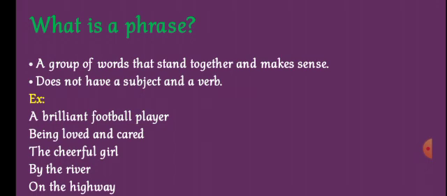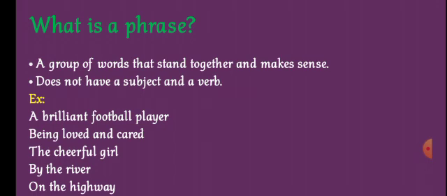So according to this point here, I have given second point, does not have a subject and a verb. But actually in all the phrases, there is no subject. But in some of the phrases, there will be a verb, right? A verb will be there in some of the phrases. Okay, but a subject won't be there in any of the phrases. If a subject is there, it won't be a phrase. Okay, a phrase is a group of words that doesn't have a subject. Okay, remember that. See the first example, a brilliant football player.